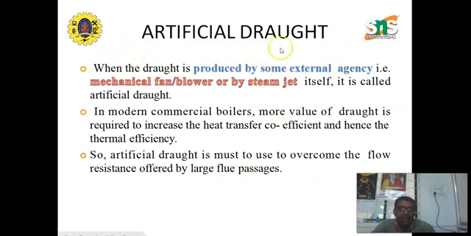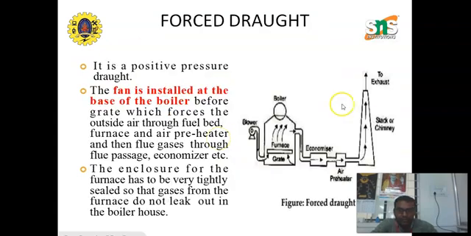The second type is the artificial draught. It is produced by means of some external agencies, that means a mechanical fan or blower, or by means of a steam jet. In modern commercial boilers, a higher value of draught is required to increase the heat transfer coefficient and hence the thermal efficiency. So, artificial draught must be used to overcome the flow resistance offered by large flue gas passages.